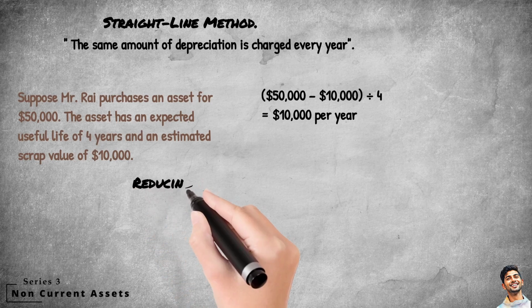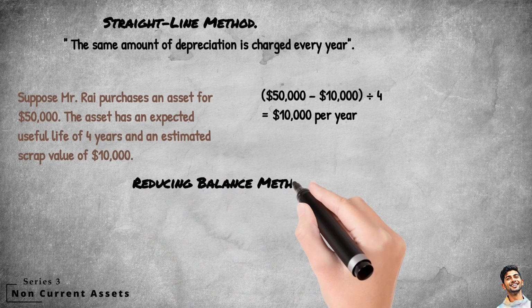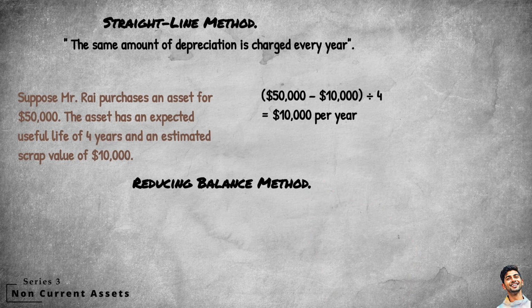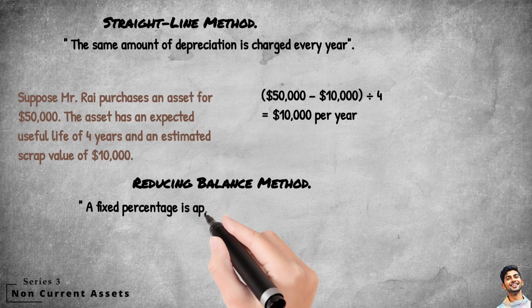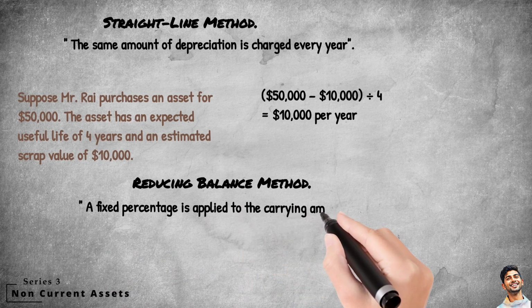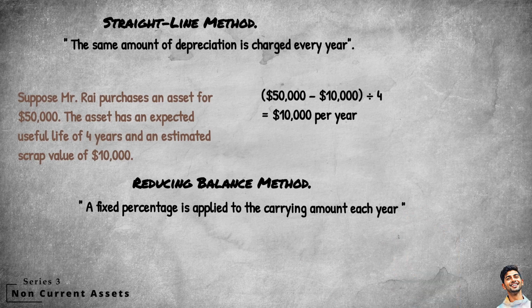Another method is the reducing balance method. Under this approach, a fixed percentage is applied to the carrying amount each year. As the carrying amount reduces, the depreciation expense also reduces.